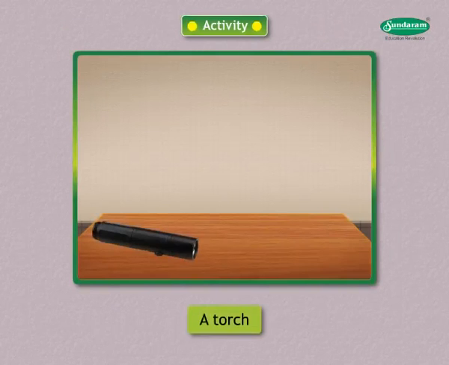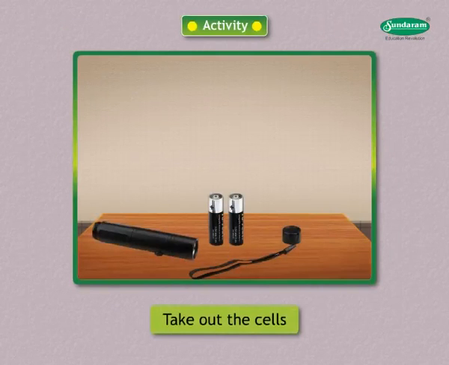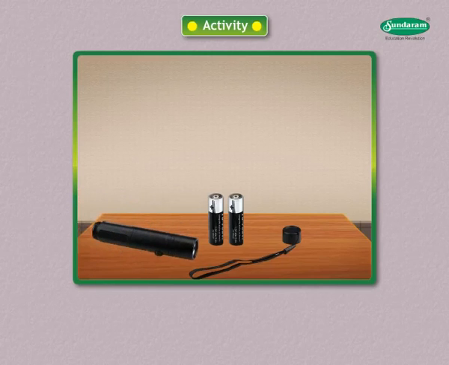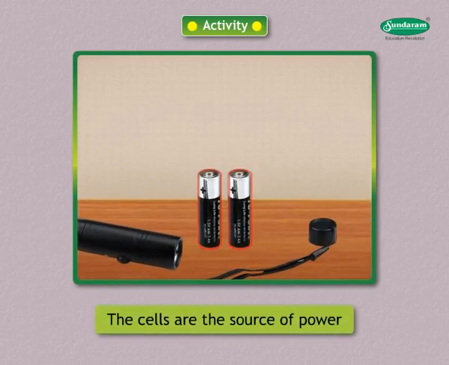Take a torch, take out the cells and try to obtain light. Is it possible to get light? Why? No, it is not possible to get light. The cells are the source of power. Since they are removed, the torch does not have a source of power.